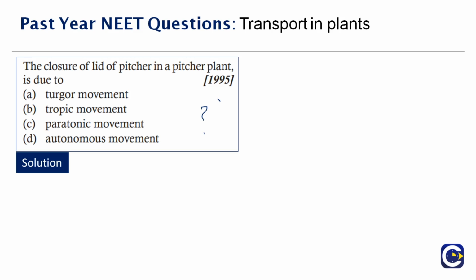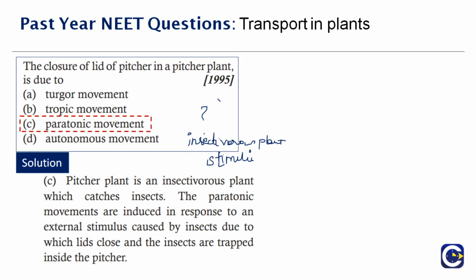Now in pitcher plant there's a small difference. Instead of turgor movement, it goes on to a paratonic movement. Pitcher plant, as you all know, is again an insectivorous plant. And it is also heterotrophic. It is dependent upon other sources for food. The paratonic movements are induced in response to an external stimulus. So whenever an insect comes in contact with the plant, it triggers the stimulus of the plant. So thereby the plant will understand, okay, there is something in contact with the plant, we need to trap it immediately. So this trapping is because of the paratonic movement, which causes a stimulus in the plant and thereby helps the plant to trap the insect. The correct answer to this question is option C, paratonic movement.